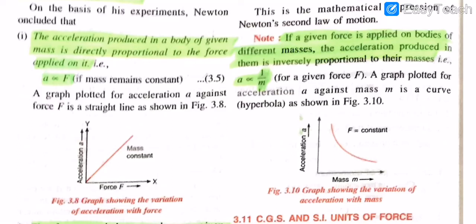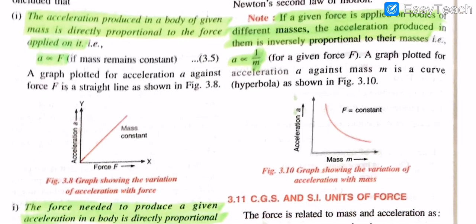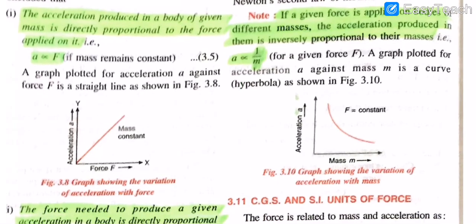On the basis of his experiments, Newton concluded that the acceleration produced in a body of given mass is directly proportional to the force applied on it. That is, a is directly proportional to F if mass remains constant. A graph plotted for acceleration against force F is given right here, and a straight line is shown.